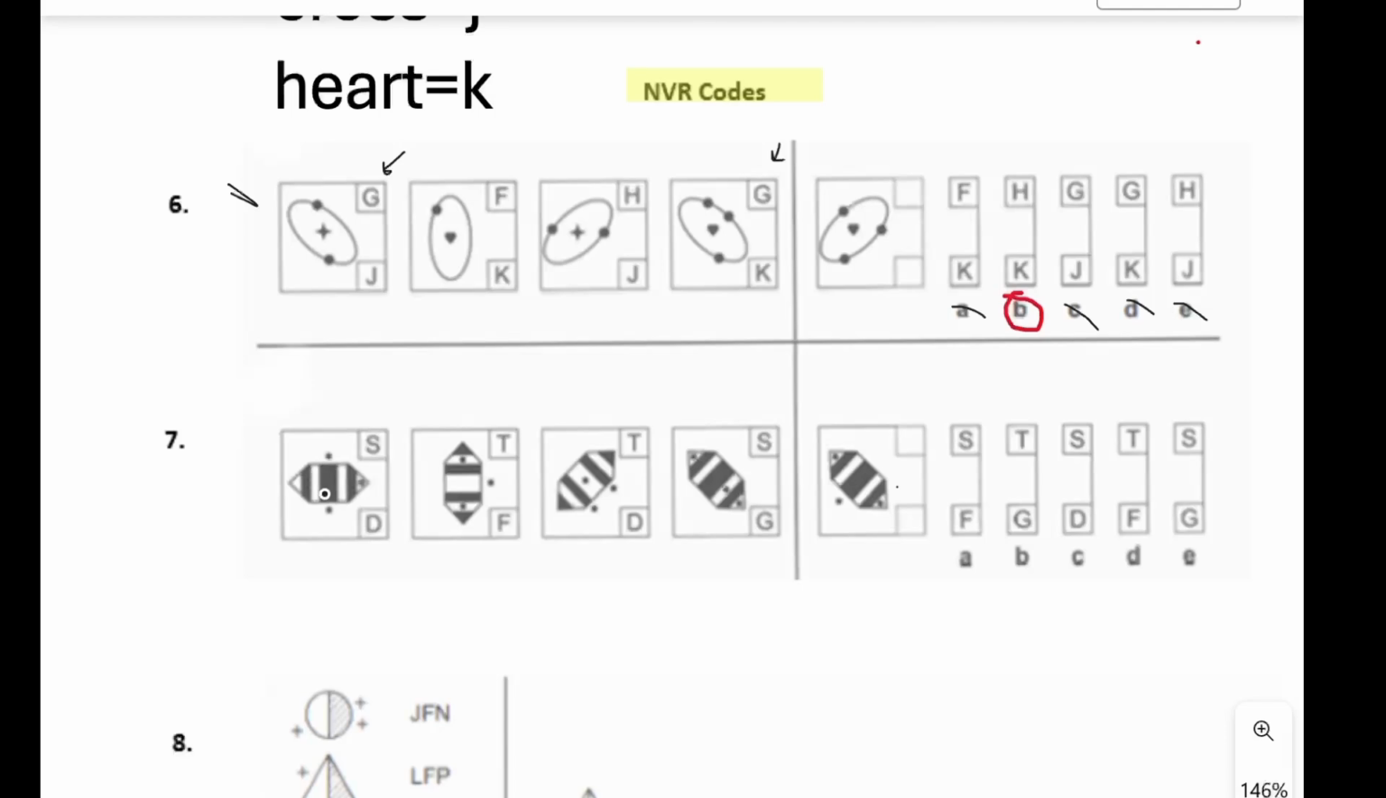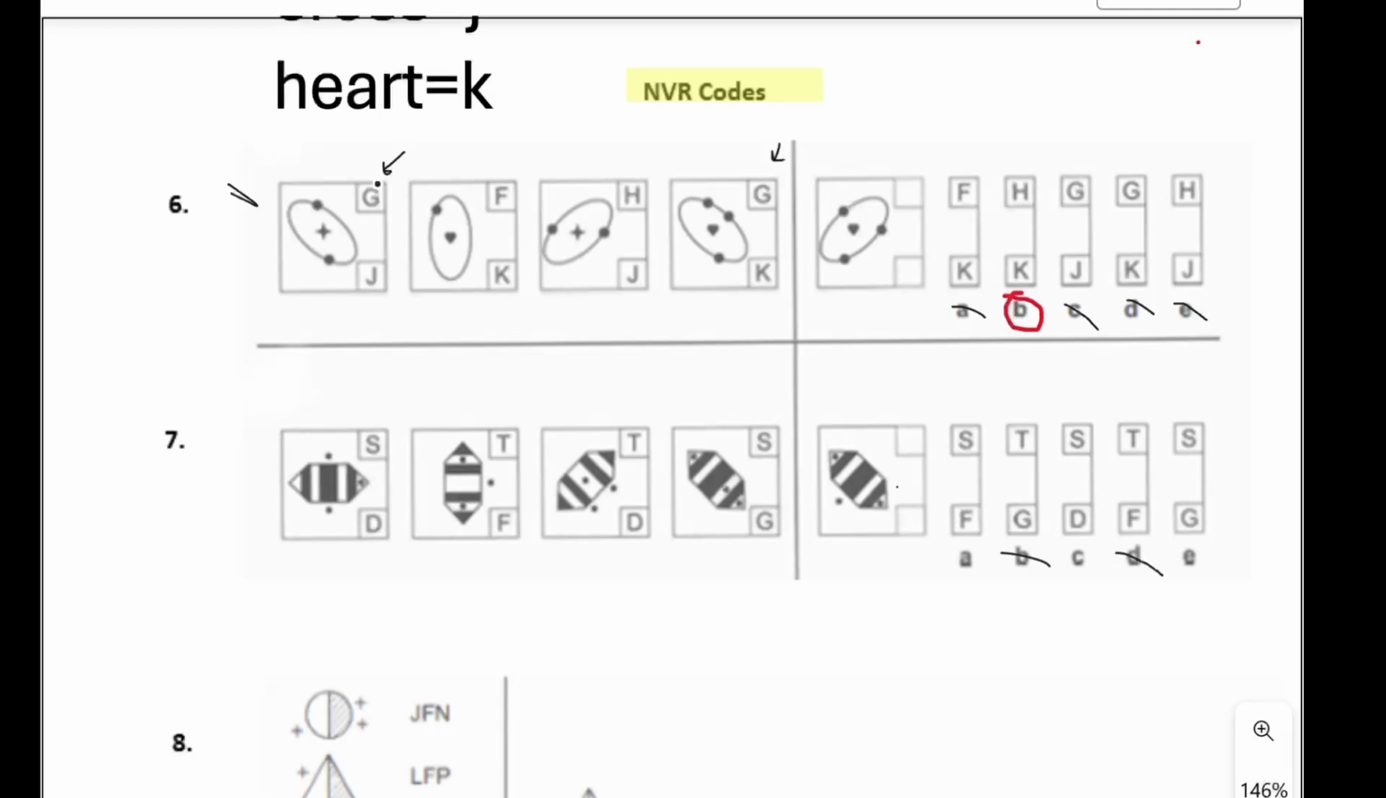Thin black, thick black, thin black. If we have T, we have thin white, thick white, thin white. So let's try and match this up. This is mostly matching the shading here, the S ones. You can see it does not look like the T ones. So we need to have S at the top. Let's cross out B and D.